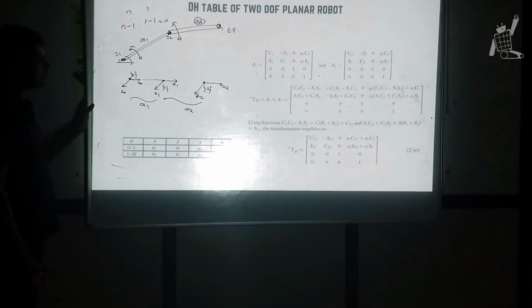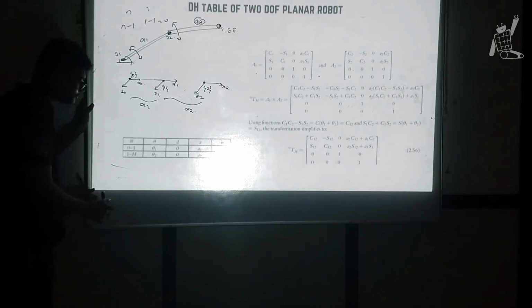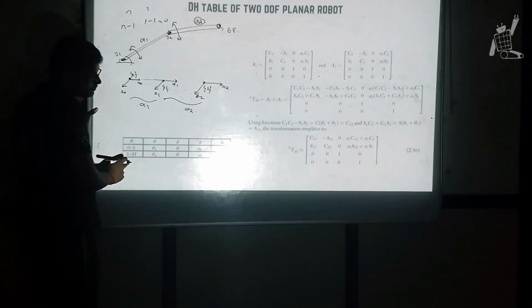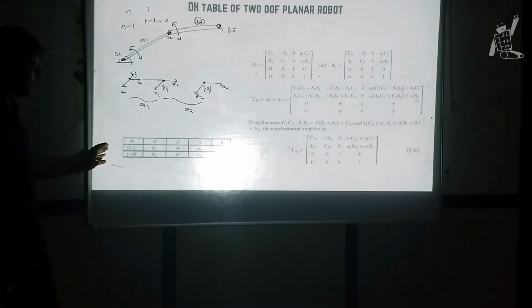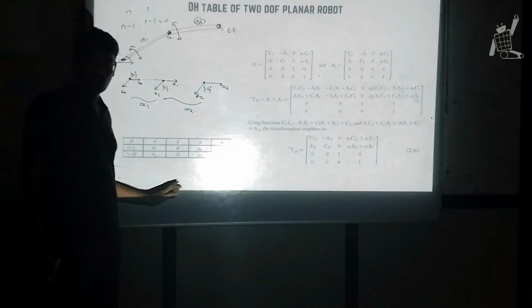This is a simplified representation. Okay. Now we need to write the DH table. The DH table is essentially for writing the matrix only. So we need to write.